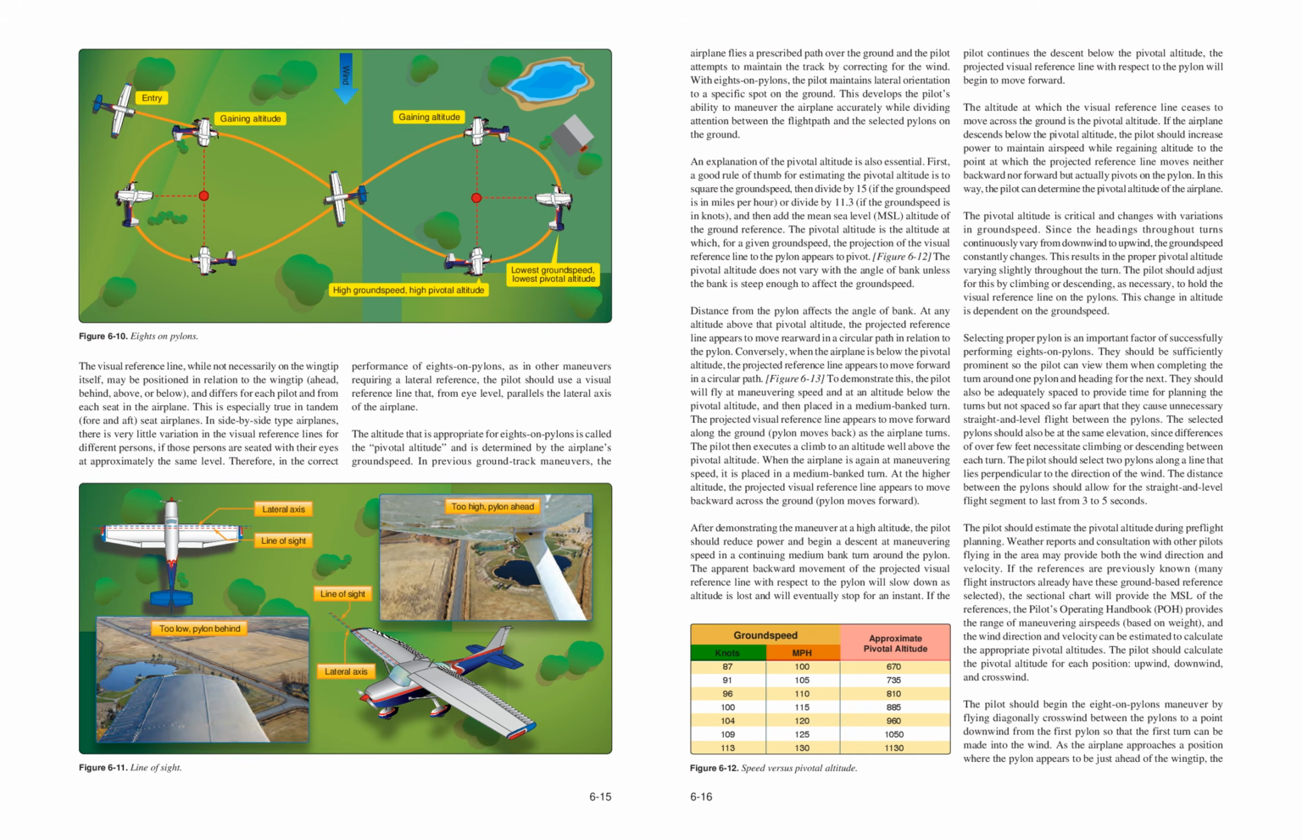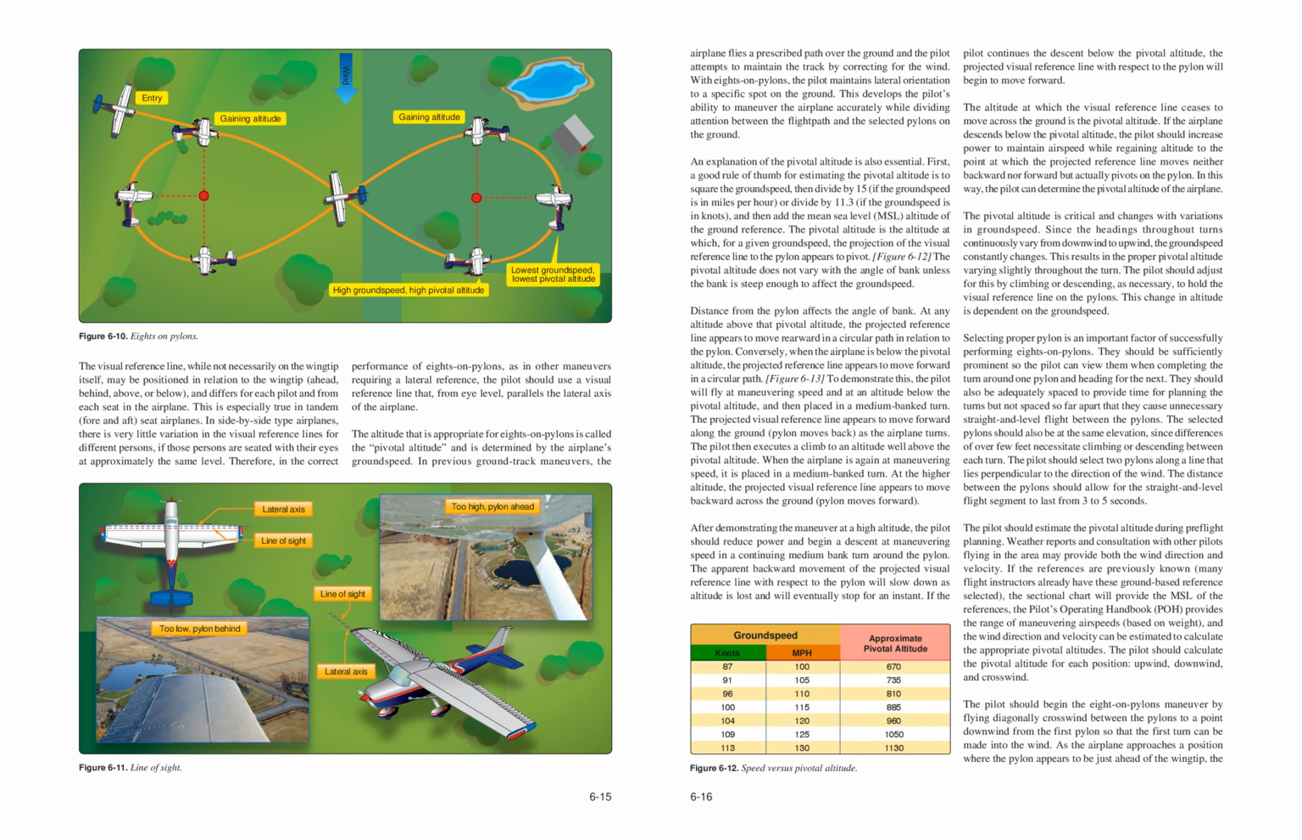Ground speed in knots: 87, 91, 96, 100, 104, 109, 113. Miles per hour: 100, 105, 110, 115, 120, 125, 130. Approximate pivotal altitude: 670, 735, 810, 885, 960, 1,000, and so on. Figure 6-12. Speed versus pivotal altitude.